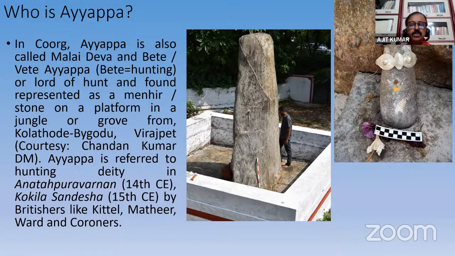of simple stones, which were probably menhirs of an ancient period, or sometimes a celt-like implement that used to be worshipped. And this was considered as Ayyappa. In the literary works Anantapura Varnanam and Kokila Sandesham, datable to the 14th and 15th century, you notice that here also Ayyappa is referred to as a hunting deity. And British writers like Kittel, Mather, and Warden Conners also mention Ayyappa as a hunting deity.